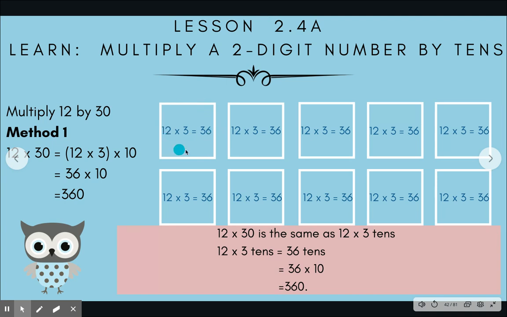We know that 12 times 3 equals 36. That's an easy math fact. But 12 times 30 might feel a little bit overwhelming. So if you think about it this way, that 12 times 3 is 36, you have 10 groups of 36, which you can easily solve in your head, and you know that it's 360. Here's another way to explain it. 12 times 30 is the same as 12 times 3 tens. 12 times 3 tens is the same as 36 tens. 36 times 10 is 360.